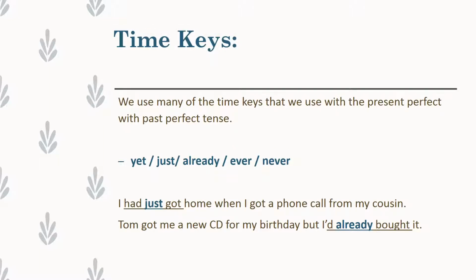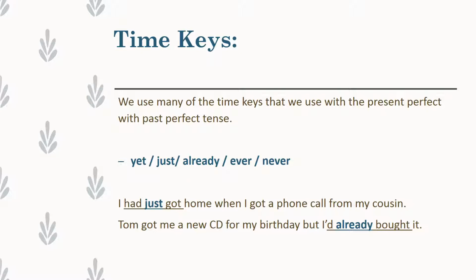We use many of the time keys that we use with the present perfect with past perfect tense. Yet, just, already, ever, and never are some of them. Let's use them in sentences so it will be easier for you to understand. I had just got home when I got a phone call from my cousin. As you can see, we use just in the same way as we use it with the present perfect tense, only the actions happen in the past when we use it with past perfect tense.